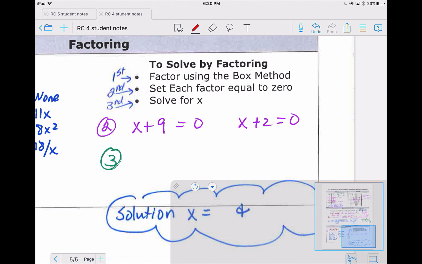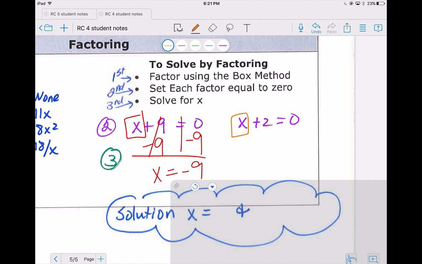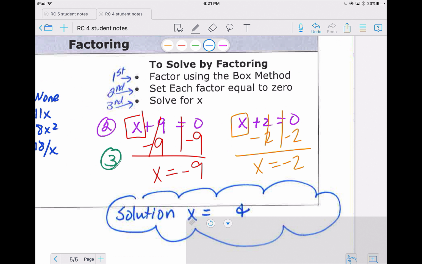Step 2 is to set each factor equal to 0, and then we're going to finish it off with step 3 by solving both factors for x. So x plus 9 equals 0, I'm solving for x. So I subtract 9 from both sides. 0 minus 9 is -9. And then to solve for x on this side, I subtract 2 from both sides, and x would equal -2. So my solutions are -9 and -2.